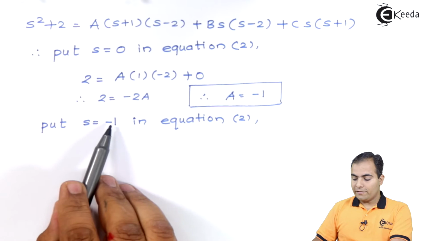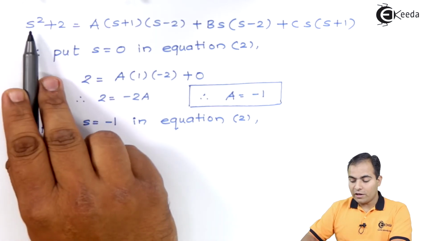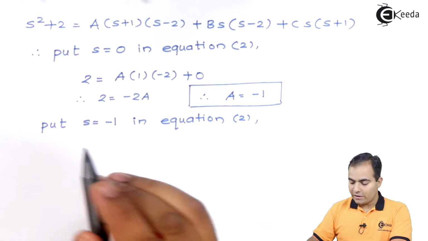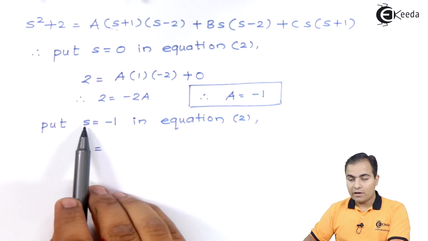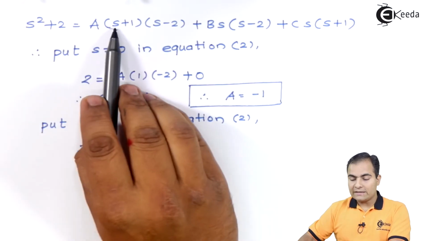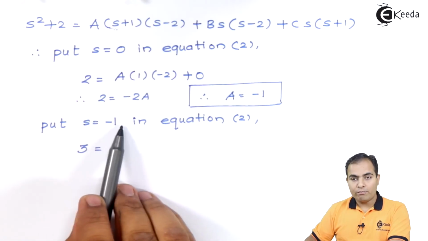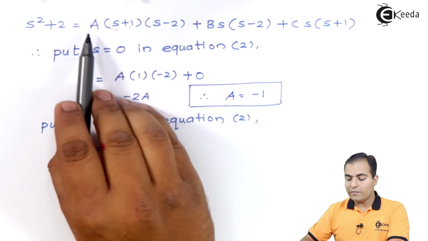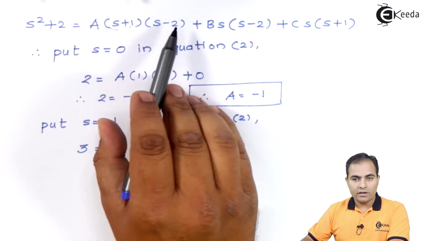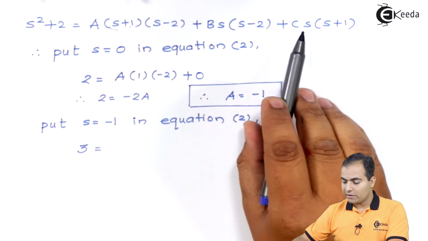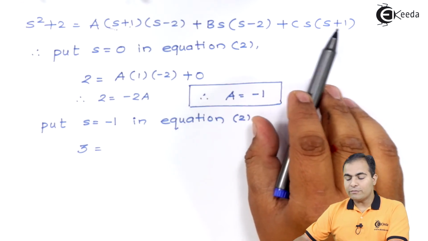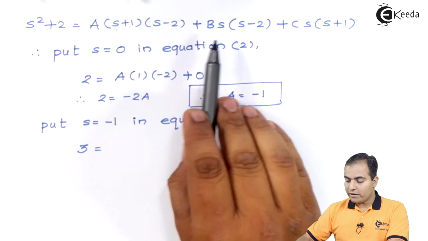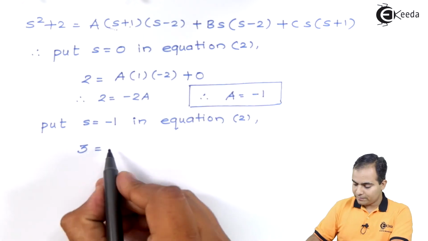Now, if I substitute s equals minus 1 on the left hand side, minus 1 squared is 1, and 1 plus 2 becomes 3. Now look here, if this s is replaced by minus 1, then minus 1 plus 1 becomes 0, and 0 into the whole term becomes 0. So the a term will not be there in my next step. Look here also, minus 1 plus 1 also gives a 0 value, and 0 into c is 0. So only the b equation will be there.